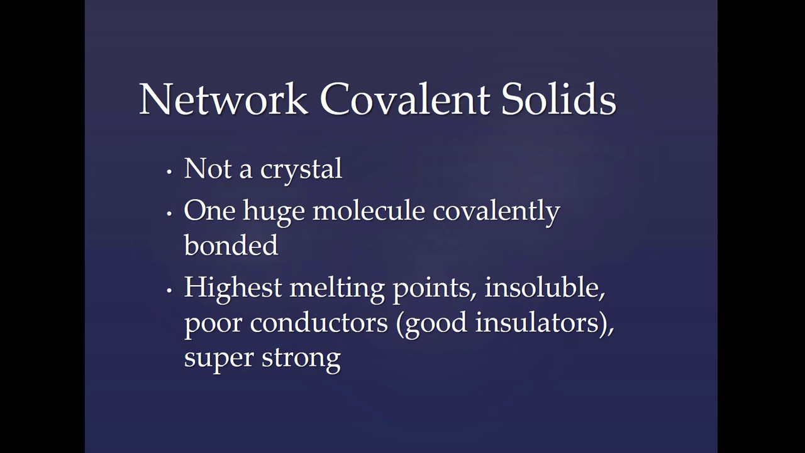All right, our new stuff. Network covalent solids. So these are not crystals, but they're one huge molecule covalently bonded. When you compare network solids and the temperature at which they melt or boil, they're going to be much, much higher than ionic solids, and of course, much, much higher than the covalent solids, which tend to be a little bit lower than ionic. And your metals are somewhere in between your ionic and your covalent solids. So we have our network covalent solids, some examples.